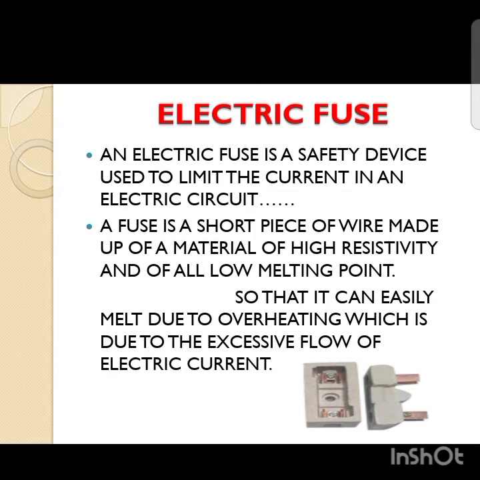Electric fuse. An electric fuse is a safety device used to limit the current in an electric circuit. A fuse is a short piece of wire made of a material of high resistivity and low melting point, so that it can easily melt due to overheating, which is caused by the excessive flow of electric current. This is the picture of an electric fuse.